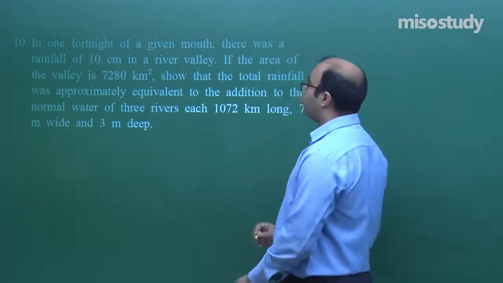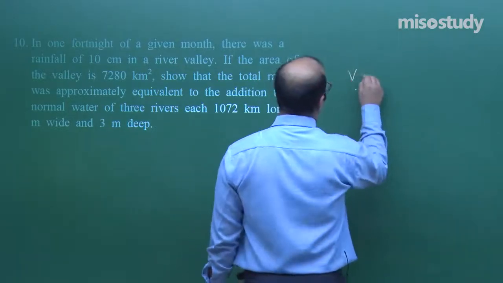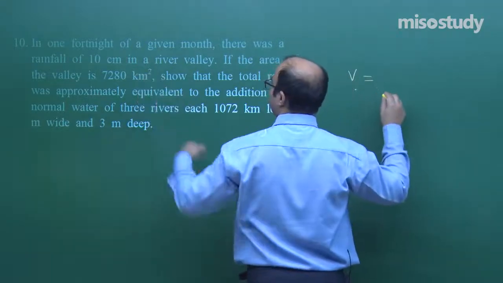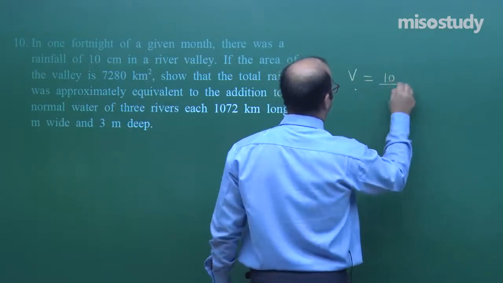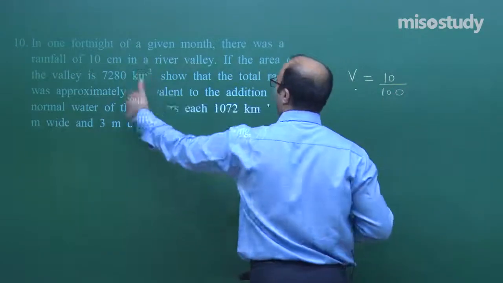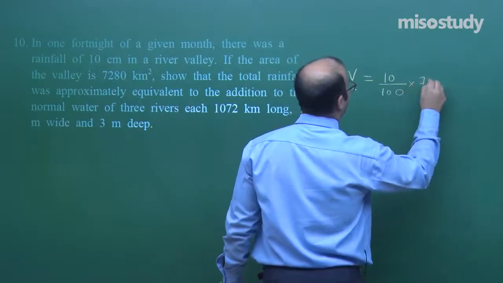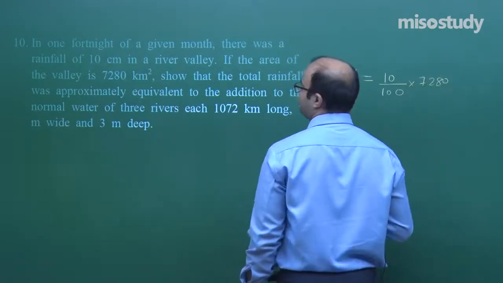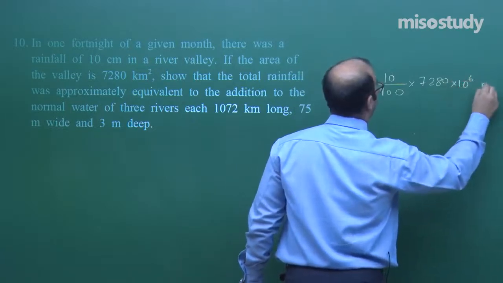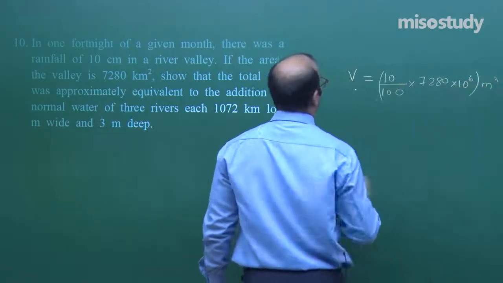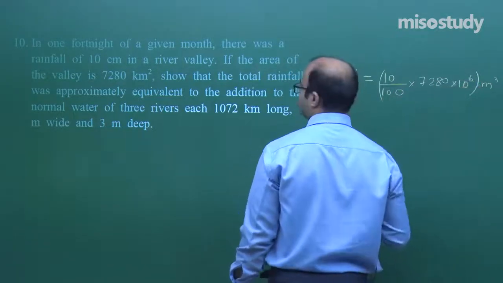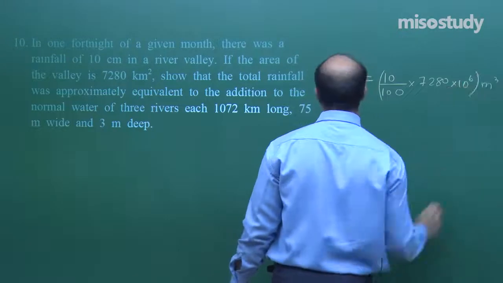So, what you have to show here, that the volume of water that came from the rainfall was actually 10 centimeter in height. So, we take it by 10 by 100, that is in meter now, and 7280 kilometer square is the area. So, 7280, and let us change kilometer into meter. So, we will multiply by 10 to the power 6. So, the whole volume will be in meter cube. So, this is 10 by 100 meter height and 7280 into 10 to the power 6 meter square area. So, this becomes the volume of water.